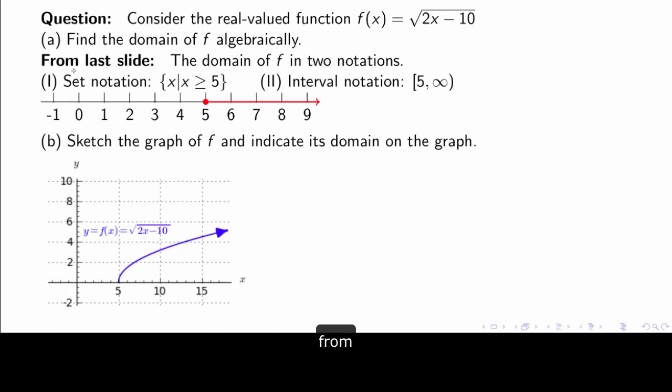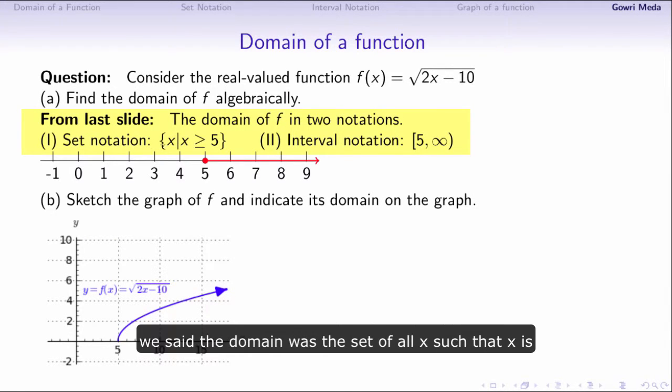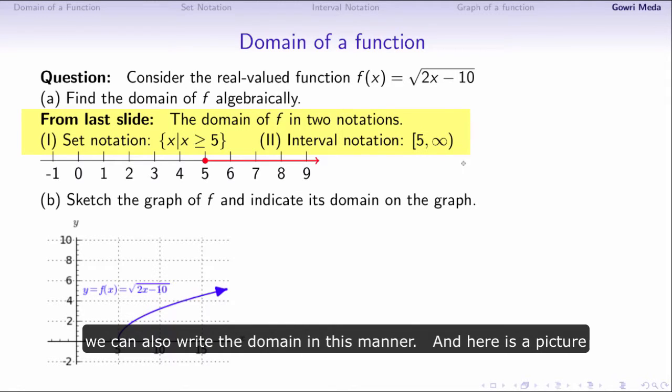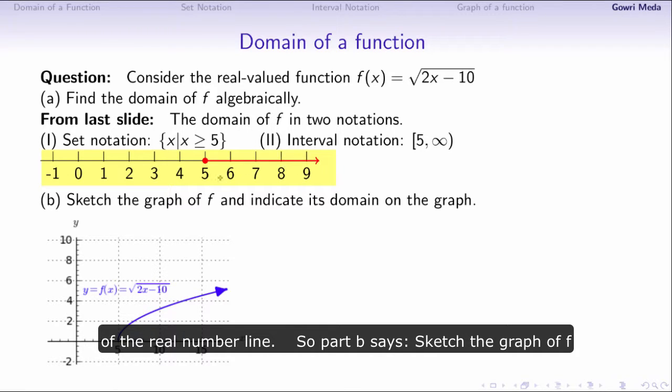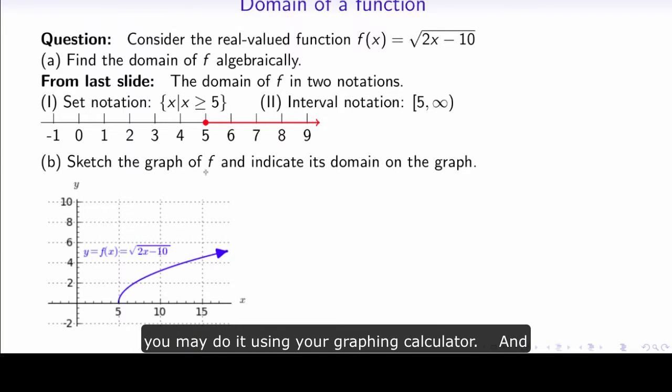Here's the summary from the last slide. In set notation, we said the domain was the set of all x such that x is greater than or equal to 5. And in interval notation, we can also write the domain in this manner. And here's a picture of the real number line. So part B says, sketch the graph of f and indicate its domain on the graph. So for the graph of f, you may do it using your graphing calculator, and indicate its domain.